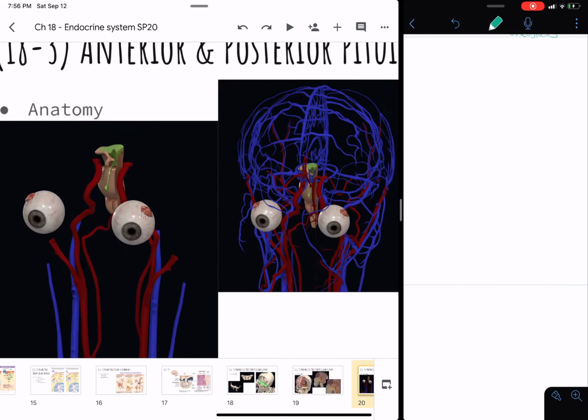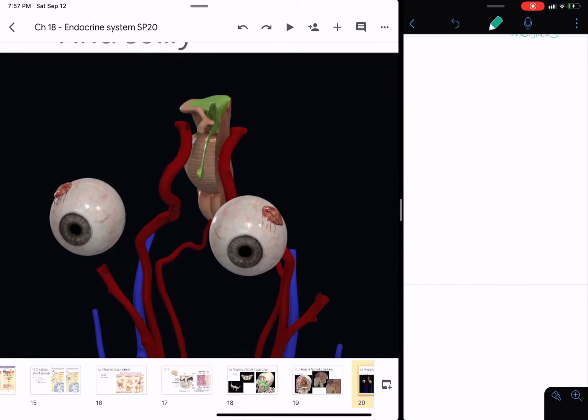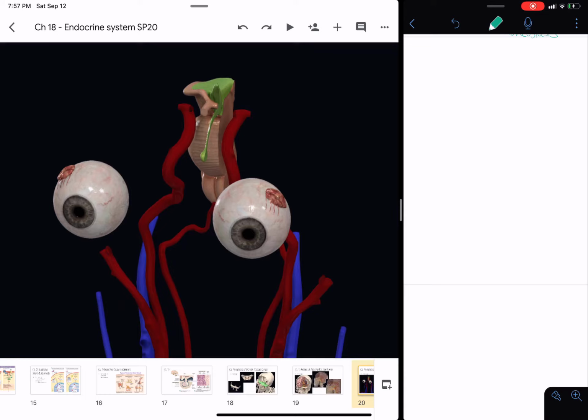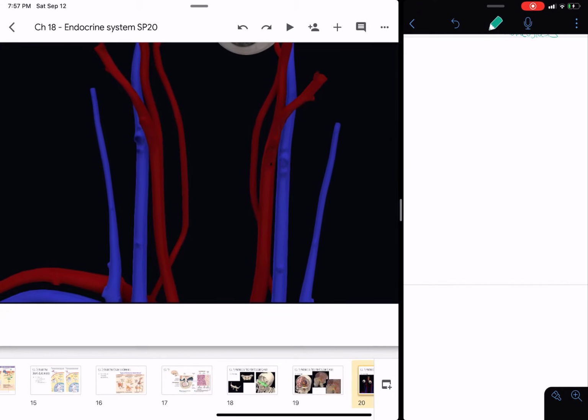Again, it's tagged in green here, and I did this so that we could talk about the vasculature around it. I kept the eyeballs there for reference, not to be creepy, but for reference. We can see the infundibulum in green, and inferior to that is the pituitary gland, and superior to that is the hypothalamus. You can see that the internal carotid arteries, those big arteries, are right next to it. Those internal carotids go down and mesh with the common carotids and then the subclavian arteries.